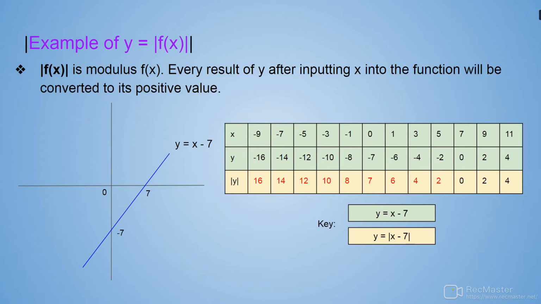In this example, we'll be comparing y equals x minus 7 and y equals modulus of x minus 7. Notice how every result of y after inputting x into the function will be converted into its positive value. With the mirror, you can see that any part of the graph below the x-axis is reflected upwards.